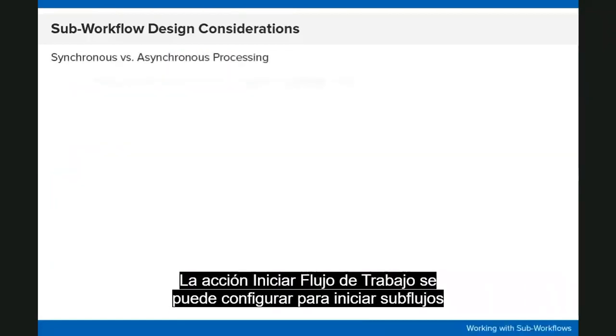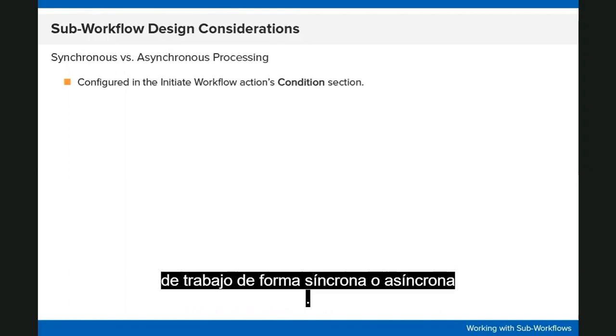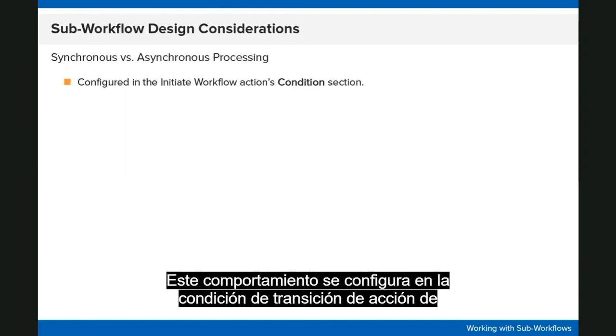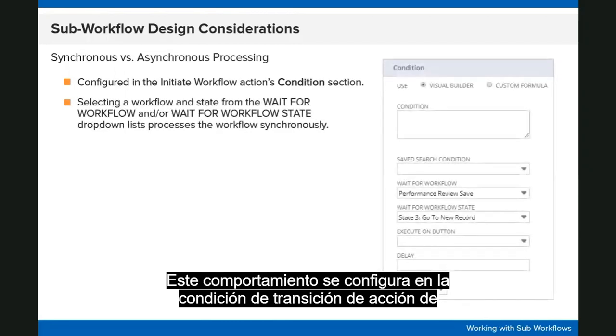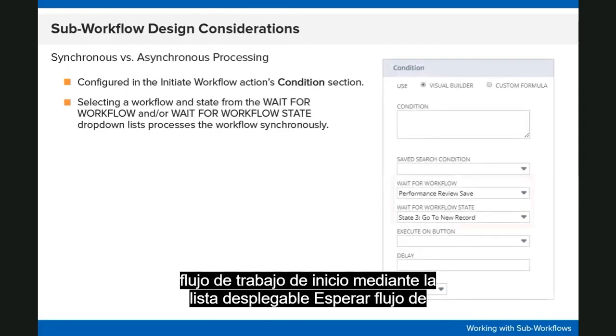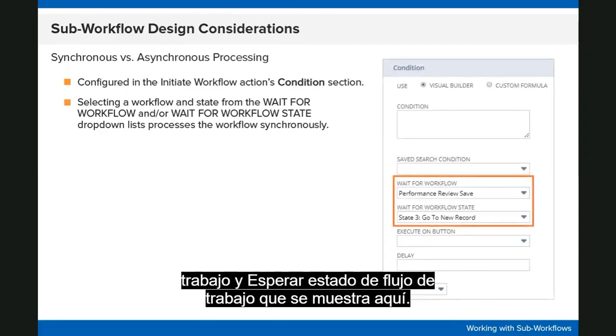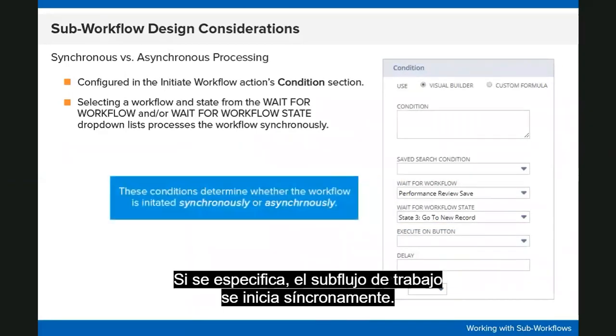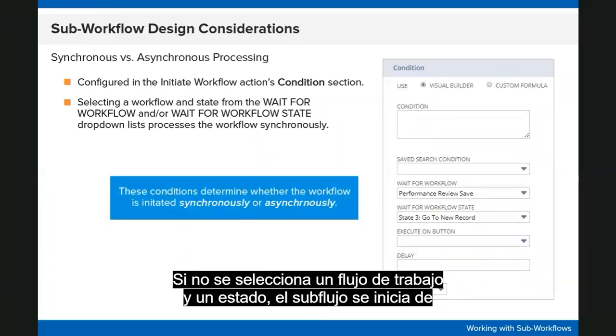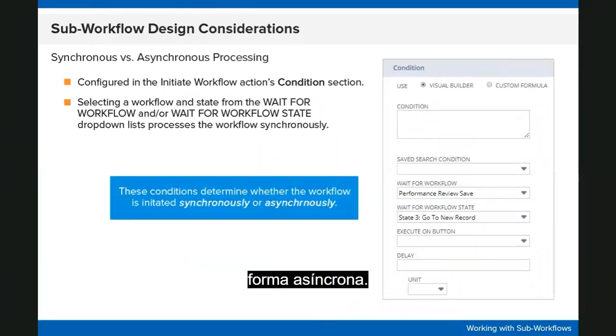The Initiate Workflow action can be configured to initiate sub-workflows either synchronously or asynchronously. This behavior is configured in the Initiate Workflow action transition condition using the Wait for Workflow and Wait for Workflow State drop-down lists shown here. If specified, the sub-workflow is initiated synchronously. If a workflow and state are not selected, the sub-workflow is initiated asynchronously.